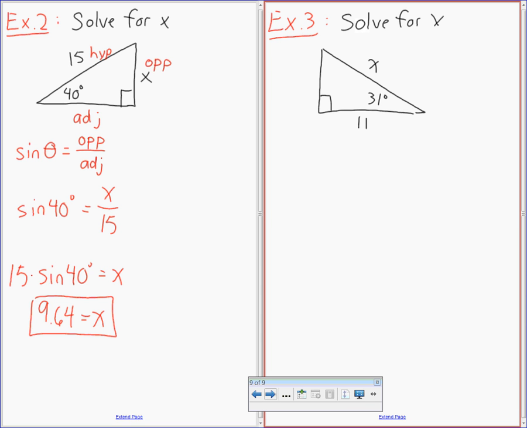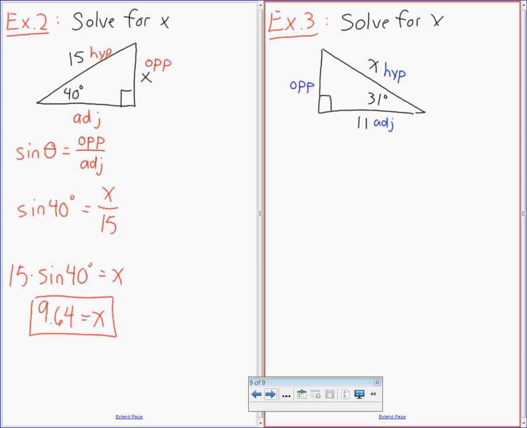Okay, great. Owen, if 31 degrees is your key angle, can you tell me what's opposite, adjacent, and hypotenuse from that, please? Okay, good. Opposite's going to be over here. Adjacent's at the bottom. Hypotenuse is across from the right angle.